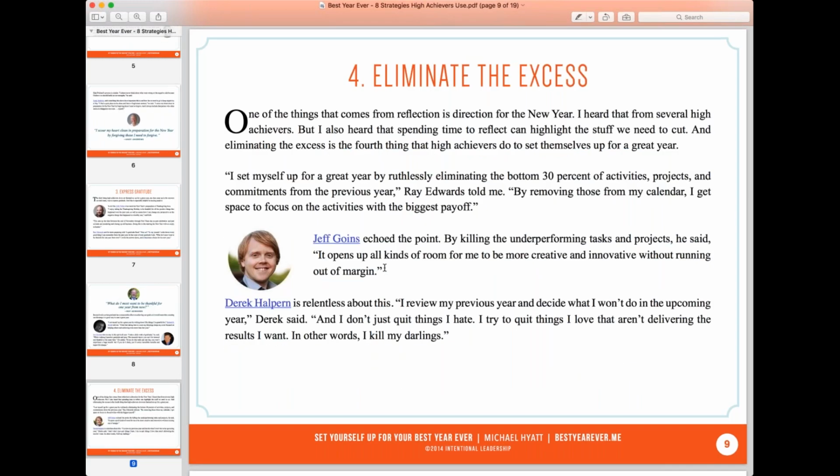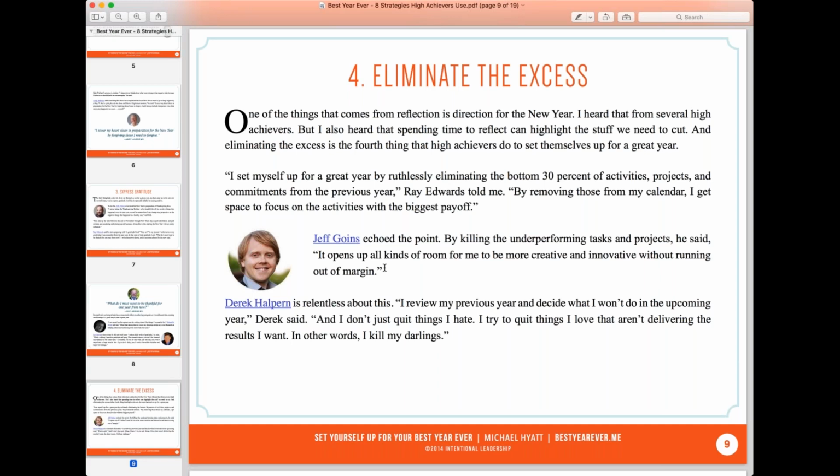Eliminate the excess. As you start to plan your day in advance, you're automatically going to start to filter out the things that aren't as important. As you become more focused on those things that are important, a lot of those other things are going to go away.